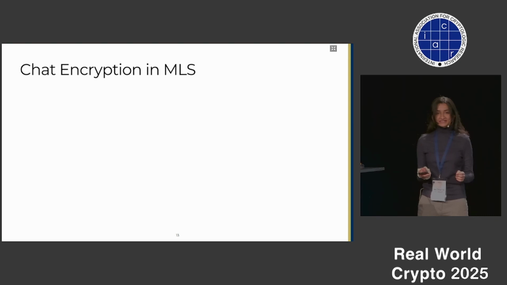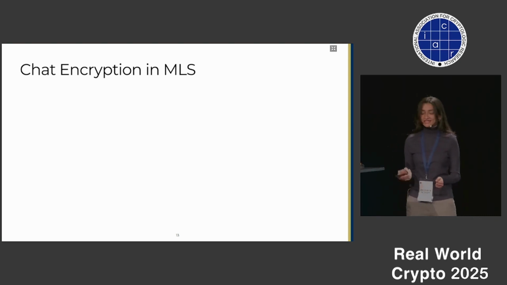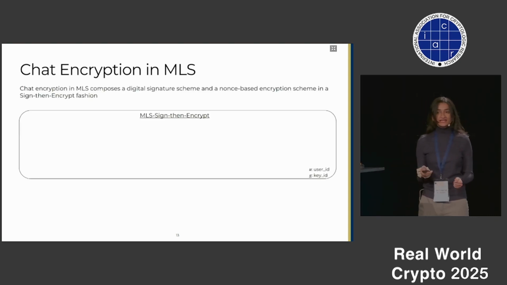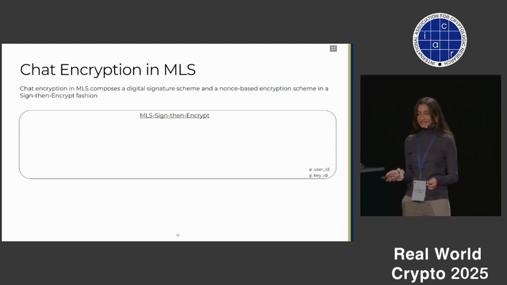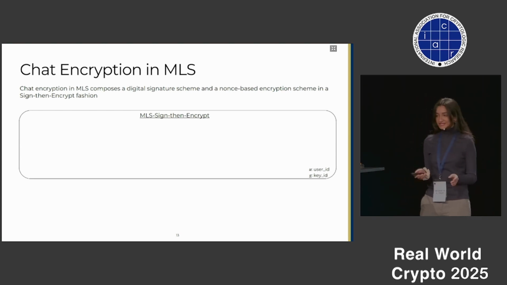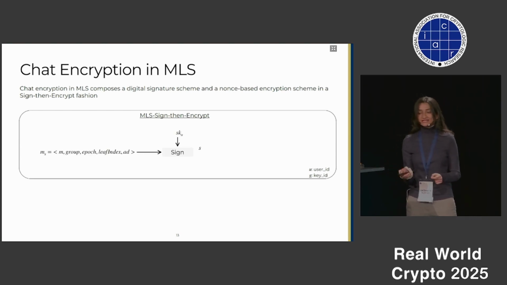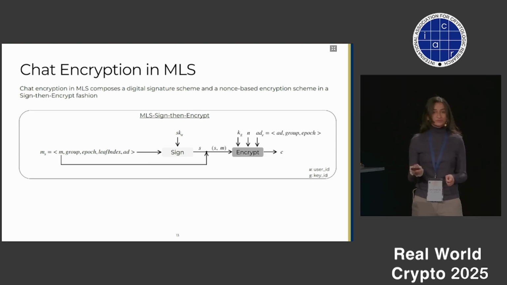Now let's look at how encryption keys are actually used to encrypt chat messages. MLS composes an AEAD scheme and a signature scheme in the sign-and-encrypt fashion. First, it signs the message along with some metadata under the sender's signing key. Then it encrypts the message body and the signature under the keys from the previous slide using an AEAD scheme, and then the sender broadcasts the ciphertext to the group.